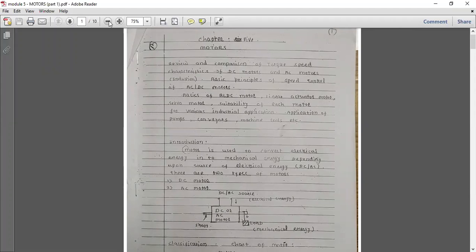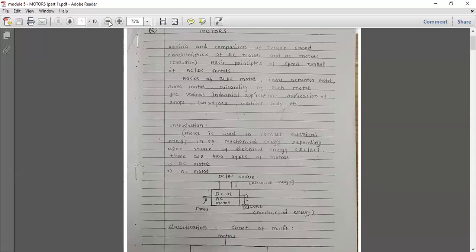Now, what is a motor? A motor is used to convert electrical energy into mechanical energy, and it depends upon which type of motor you are using, DC or AC motors. The normal classification of DC and AC motors is with respect to motors. DC motors are classified as shunt motors, series motors, compound motors. AC motors are classified into three-phase motors, single-phase motors, and synchronous motors.